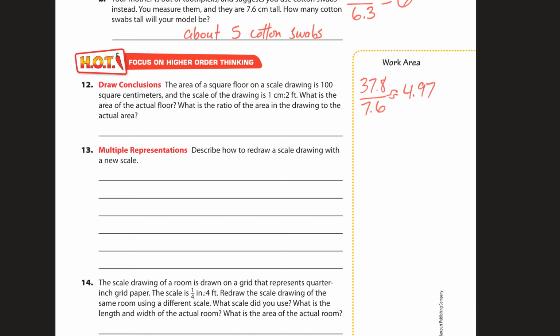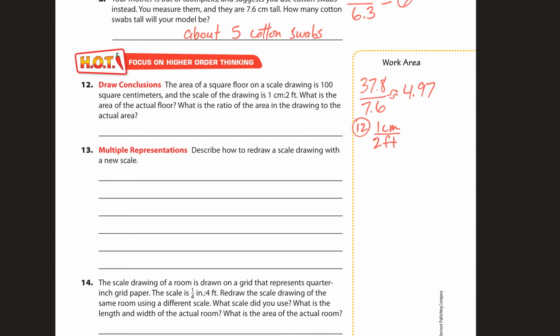And right here it says the area of a square floor on a scale drawing is 100 square centimeters, and the scale drawing is 1 centimeter is equal to 2 feet. What is the area of the actual floor? What is the ratio of the area of the drawing to the actual area? Well, let's see. This will be for number 12. If we have a scale of 1 centimeter is 2 feet.